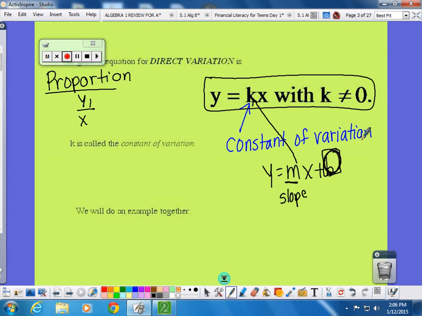The proportion for direct variation looks like this. And today we're going to talk about using both of them. So we've got the equation y = k times x and the proportion, which looks a lot like the slope formula, except there are equal signs instead of minus signs. But y1 over x1 equals y2 over x2, just like the definition of slope: the change in y over the change in x. That's what this is saying.